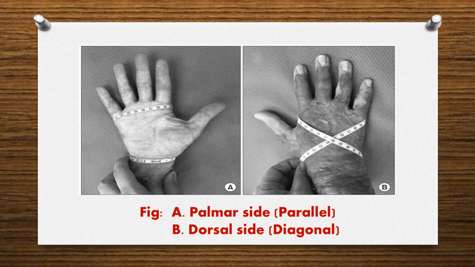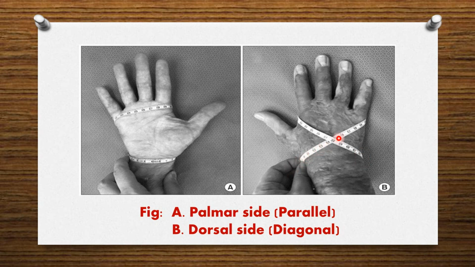First of all, the patient's hand should be kept on the table for stabilization. Then the initial position of the tape is kept on the ulnar aspect of the wrist, just distal to the ulnar styloid process. Then the tape is taken to the volar aspect of the wrist to the radial styloid process, which is this one. As we can see, this one is the first position, this one is the second position.